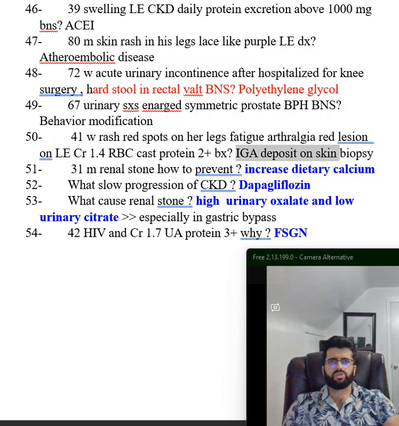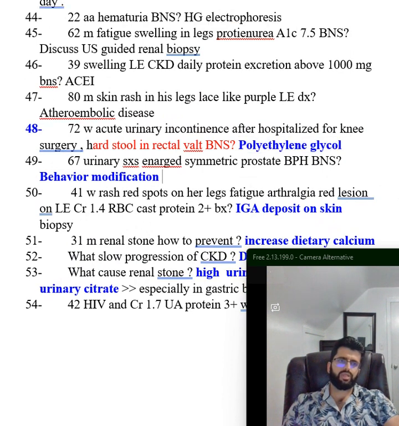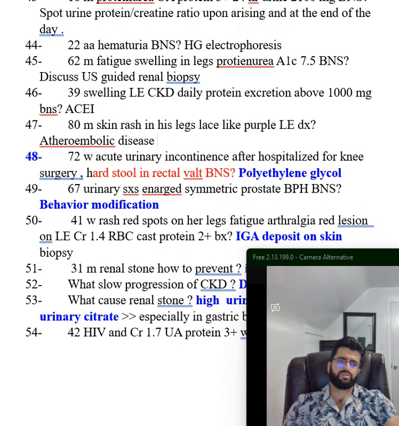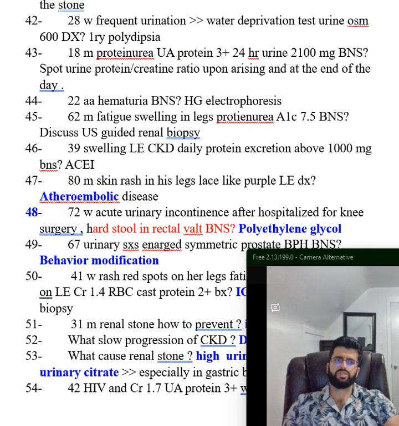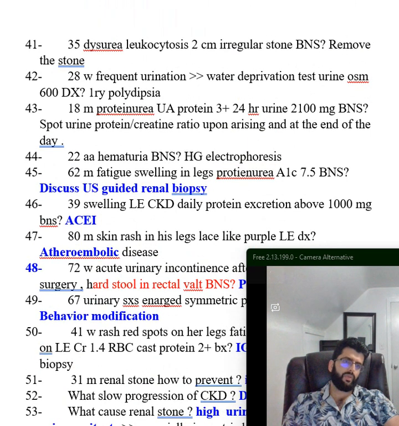Well, when there's a skin rash and glomerulonephritis, this is Henoch-Schonlein purpura, with IgA deposition on the skin. Behavior modification first, always first, with BPH. Polyethylene glycol for urinary incontinence, constipation. Thromboembolic disease if there is a skin rash and some glomerulonephritis. ACE inhibitor if the protein is above 1000. Renal biopsy is very helpful if you don't know what's causing the nephrotic syndrome. Hemoglobin electrophoresis for isolated hematuria.